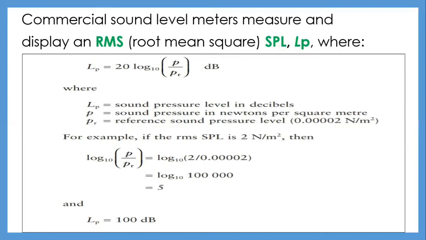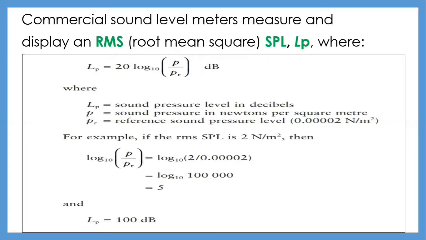Now, in order for us to better understand this, let us have an example. For example, if the RMS SPL is 2 newtons per square meter, then all we need to do is to plug in the value to our formula. So that would be log sub 10 times 2 all over 0.0002. Therefore, our log sub 10 is equal to 5, and L sub P is equal to 100 decibel.